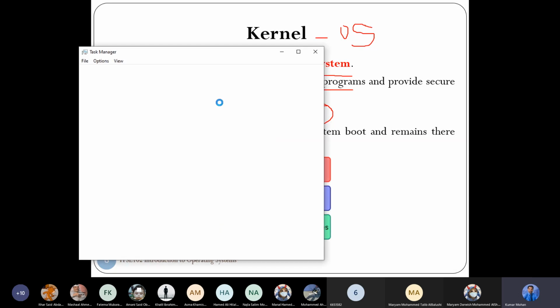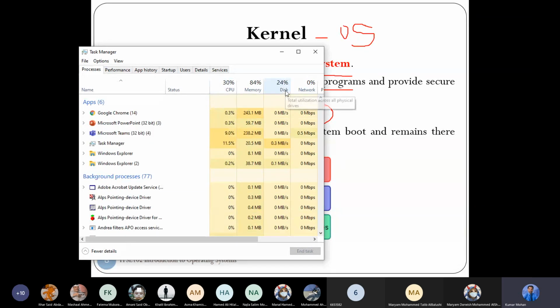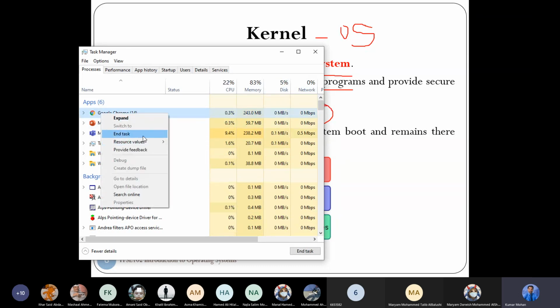So I'm just showing you here. We have so many processes running. We can see the CPU utilization, the memory utilization, and the disk usage here. If I see this Chrome, I can end this task. This is considered to be a task, and here the resource values for memory, disk, and network show how much it is being given. Each one is considered to be one process. An application is converted to a process. You can stop this task if it is taking more memory or resources.